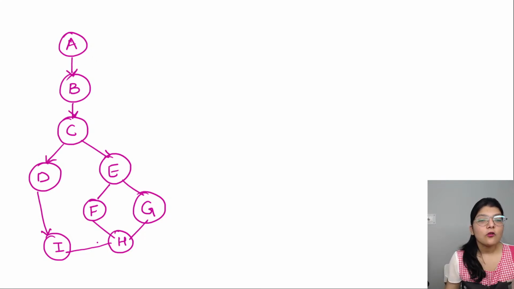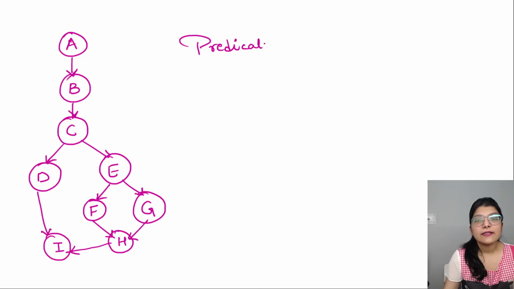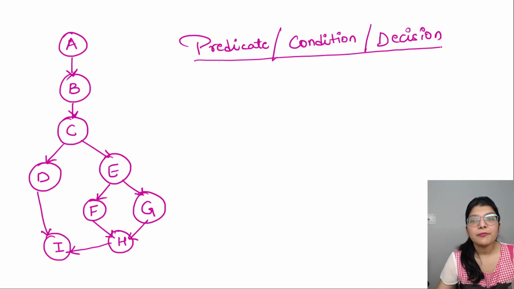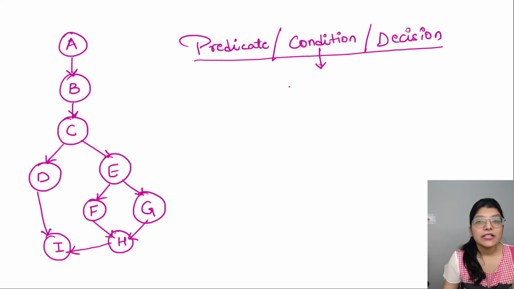So now what predicate means is, you can say it's predicate or you can say condition, or you can say decision. There are 3 names for this node. If you're not able to understand predicate, just forget predicate and try to understand with condition and decision. A condition means I have a condition and I need to find the truth value, or I have to make a decision basically.